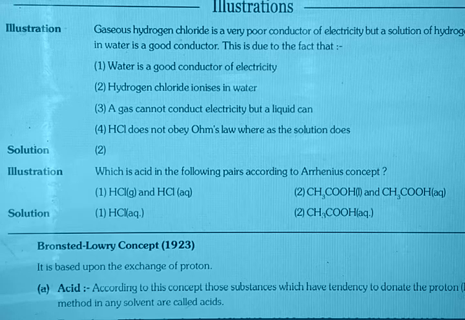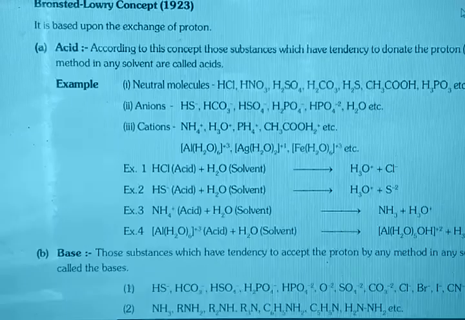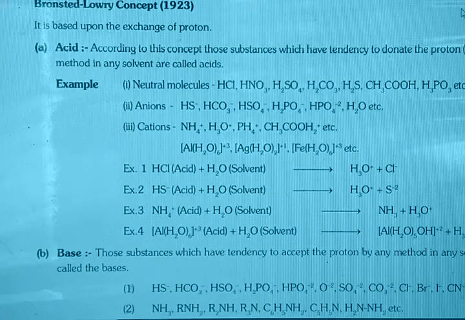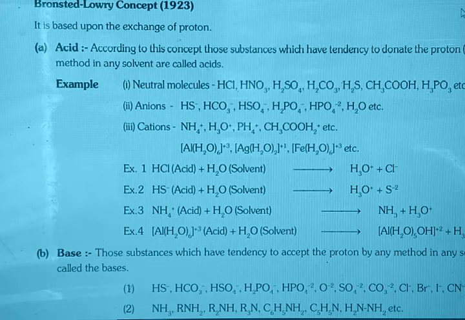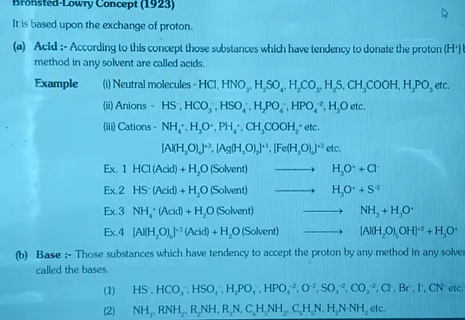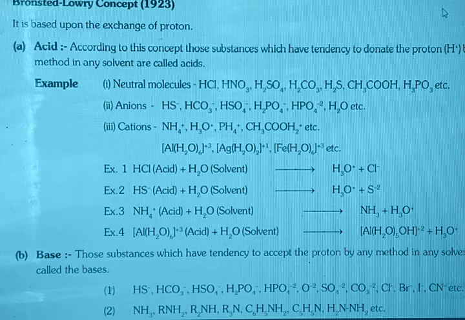So these are Arrhenius acids, and this can be clarified in the aqueous solution. Now we are moving toward the Bronsted-Lowry concept, which was given in 1923. According to this concept, it is based upon the exchange of protons. If I talk about the definition of acid according to Bronsted-Lowry, the substance which has a tendency to donate a proton by any method in any solvent is called an acid. Means any substance which has a tendency to lose an H+ ion or proton, either in the solvent or otherwise, is called an acid according to Lowry-Bronsted. This theory was given in 1923.